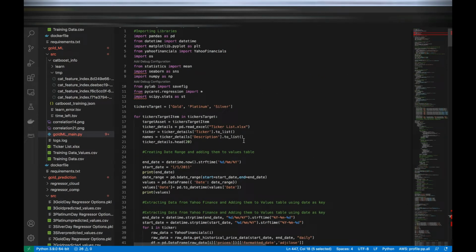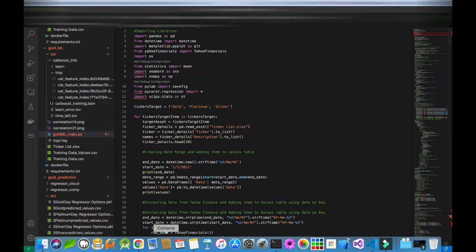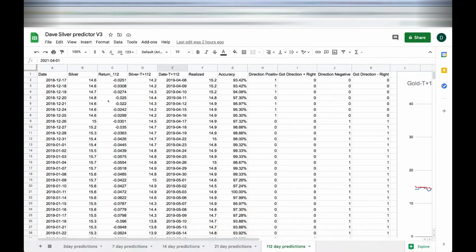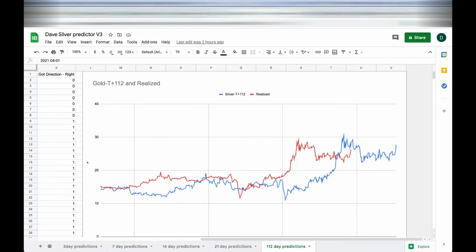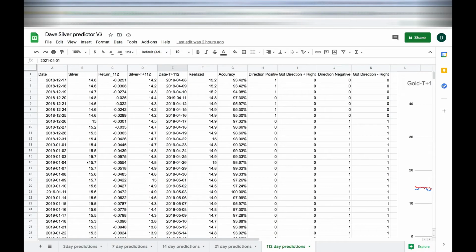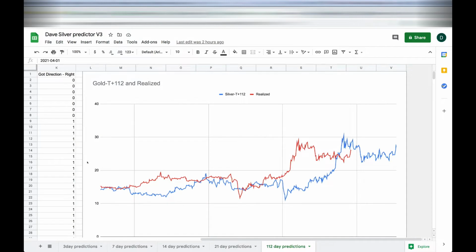Anyway, it works, and we have the results, and I have the results here. I'll share this file with everybody so you can see what it projects for the price of silver.